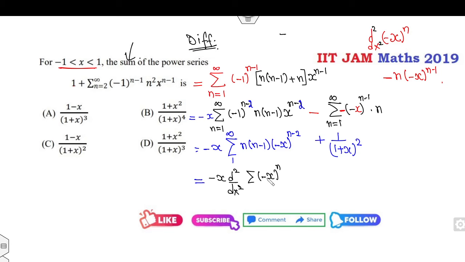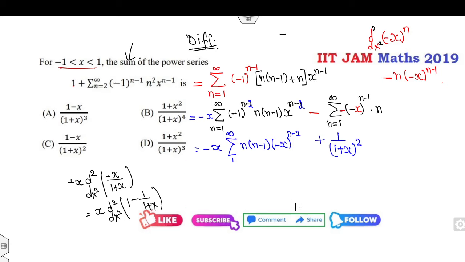Fine. Now again you can see this is a GP series. I can find its sum as the second derivative of minus x over 1 plus x. Again this is minus minus plus, so I can write this as the second derivative. How can you find the second derivative of this, which is 1 minus 1 over 1 plus x? So can you find the second derivative of this expression? I can write it directly here. So this is my x. First is 0. What is the first derivative of this? It is 1 over 1 plus x square. Second derivative is minus 2 over 1 plus x cube. Fine. Plus 1 over 1 plus x square.